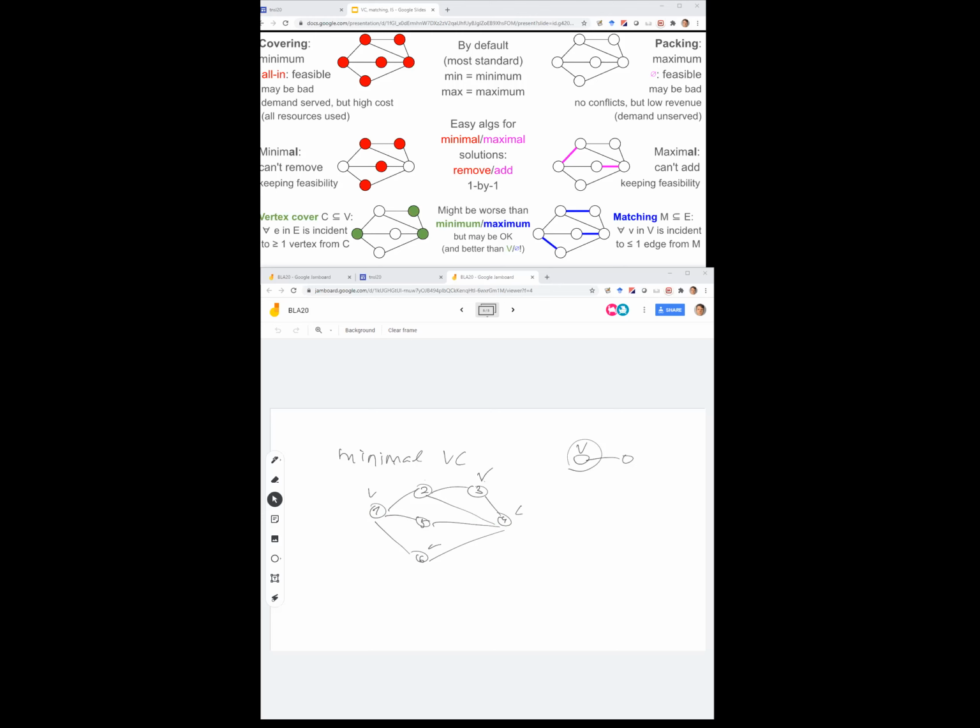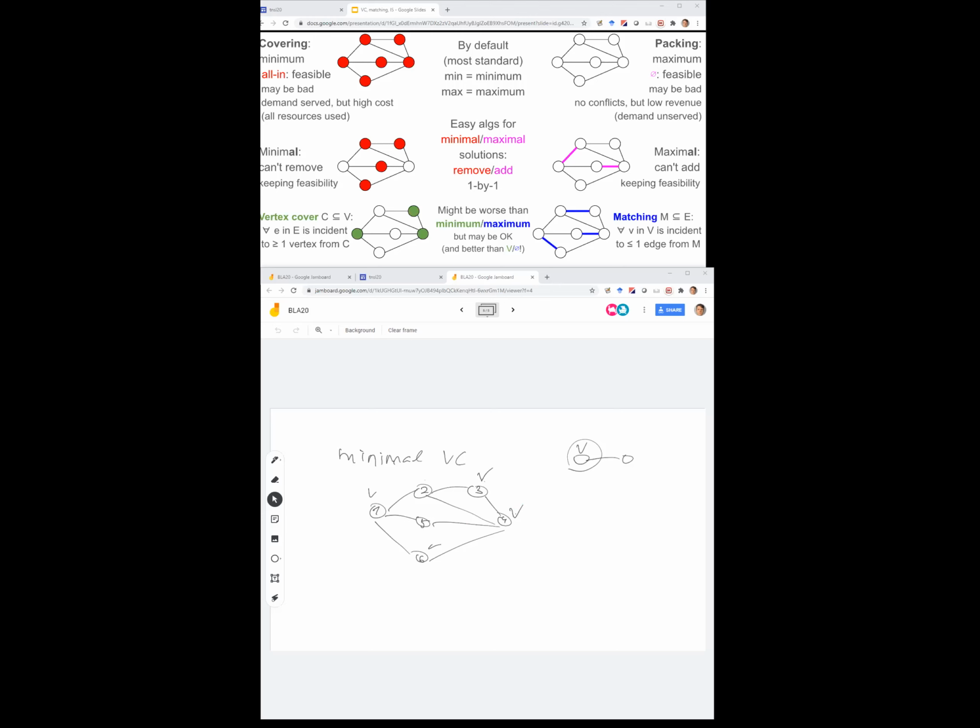So let's see. We know we cannot remove vertex 1. Let's try to remove vertex 4 from the vertex cover. Well, now this edge becomes uncovered. So that was a bad idea to remove vertex 4. Vertex 4 should be in.